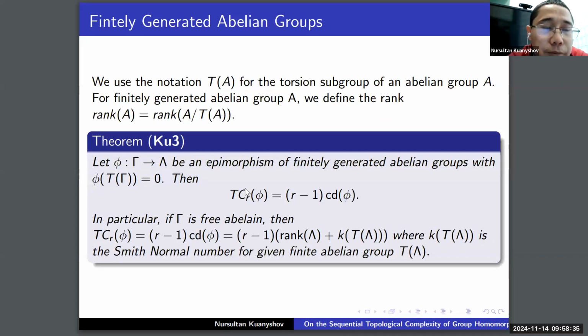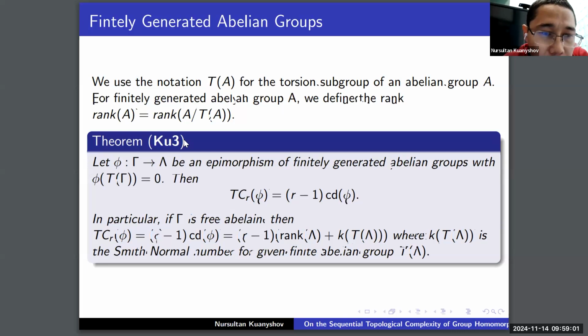Now let me state the theorem here. Let me use T of A for the torsion subgroup of an abelian group. For finitely generated abelian groups, we can define a rank: you take the abelian group, mod it by its torsion subgroup, and then take the rank.